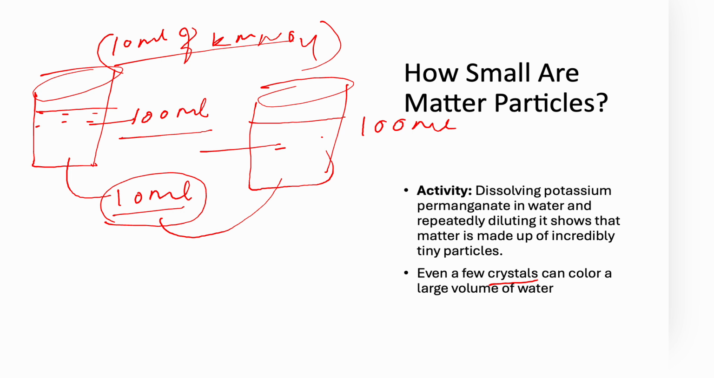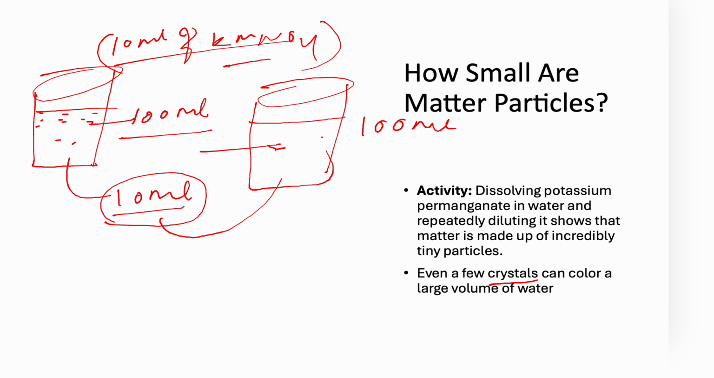What will I observe? The color of the potassium permanganate is purple. So some purple color will appear in the first container. In the second container, third container, and even in the fourth container, we can observe the color of potassium permanganate.